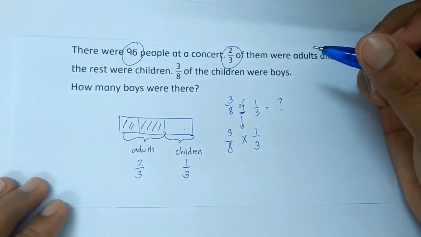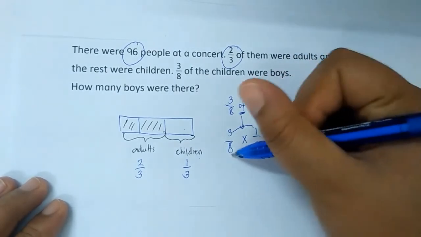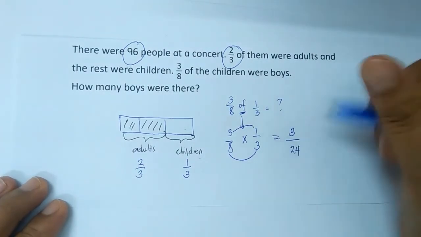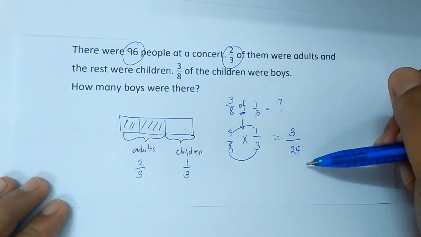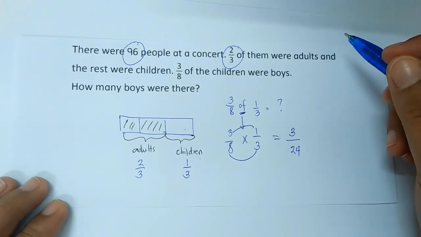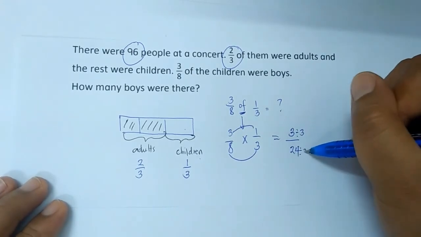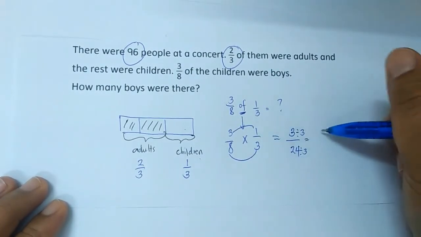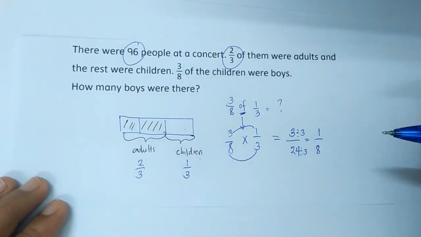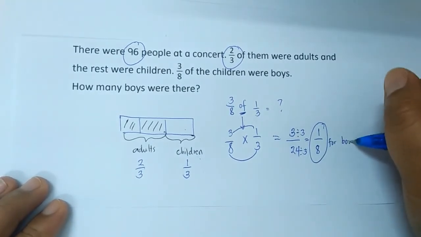Okay? So what we're going to do is to multiply the numerators. 3 times 1 is 3. Multiply the denominators. 8 times 3 is 24. So we have 3 over 24. Very good. We can simplify. How are we going to simplify? Divide by 3. Divide by 3. So we have 3 divided by 3 is 1. 24 divided by 3 is 8. So we have 1/8 for boys.